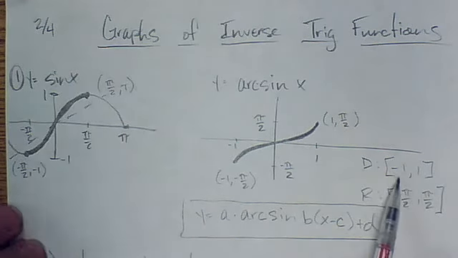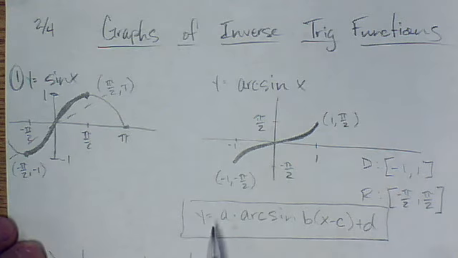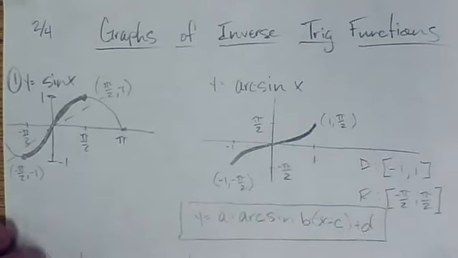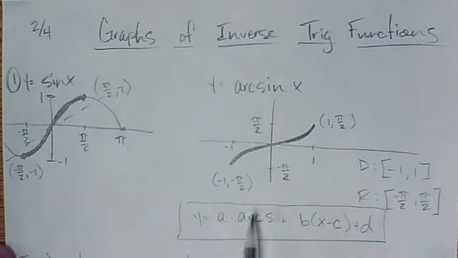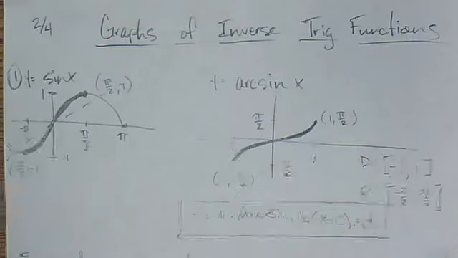The domain for this graph is negative 1 to 1. The range is negative pi over 2 to pi over 2. And then this right here is just saying that we can apply all of the transformations to an inverse sine or an inverse trig function just like we have every other function this year. So here's an example.